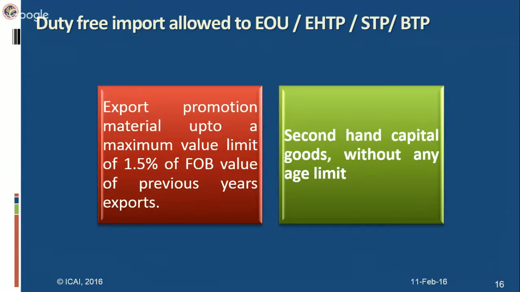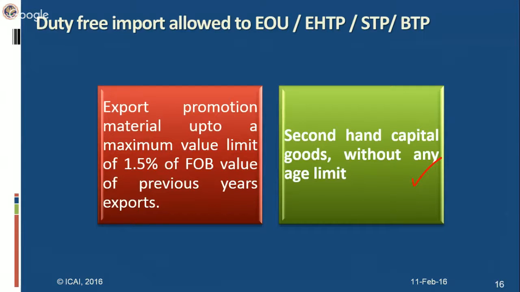Besides this, capital goods: in EPCG, second-hand capital goods were not allowed to be imported. But in case of EOU units, there is a difference. They are allowed to import second-hand capital goods also. Without any age limit, they can be imported. So this is also a benefit which is given to EOU units.